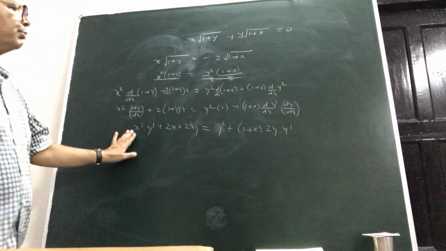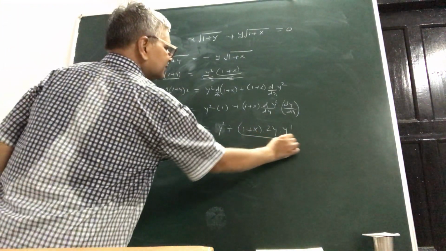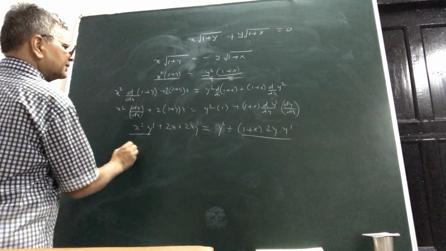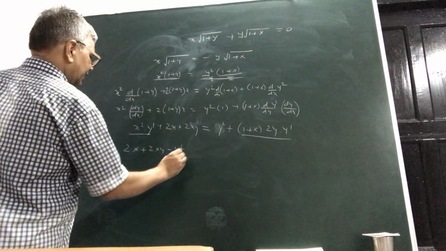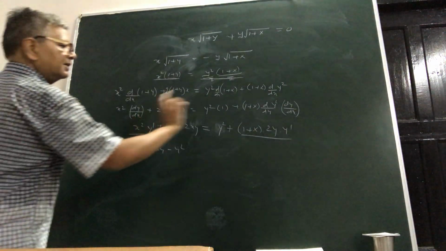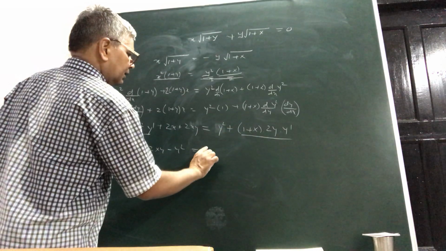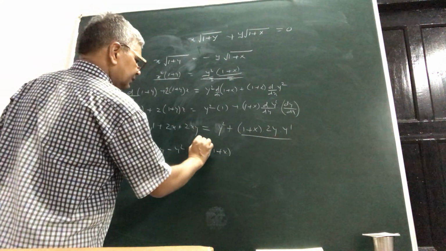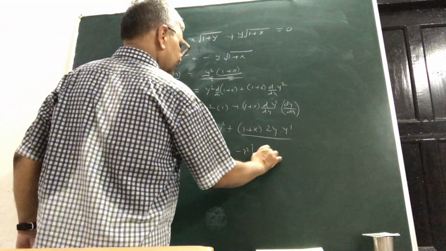Terms containing y dash you put at one place, the rest of the terms you take on the other side. So this is the term containing y dash. Let me take this on the other side and this on this side. So what I will get: 2x plus 2xy minus y square will be equal to, on the other side, 1 plus x, 2y, and taking y dash common, minus x square, and this is y dash.